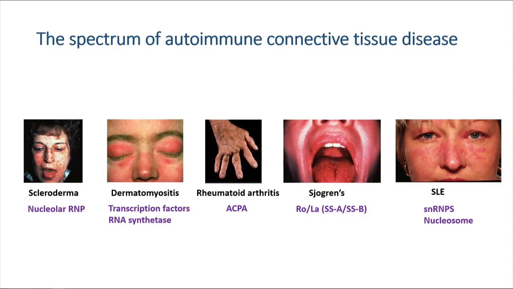It is quite remarkable that there are different autoantibody clusters in each of these conditions. Scleroderma has its own range of autoantibodies, rheumatoid arthritis, myositis, and so forth. We still don't really know why, but it's very helpful when it comes to sorting out these different conditions in terms of diagnosis.